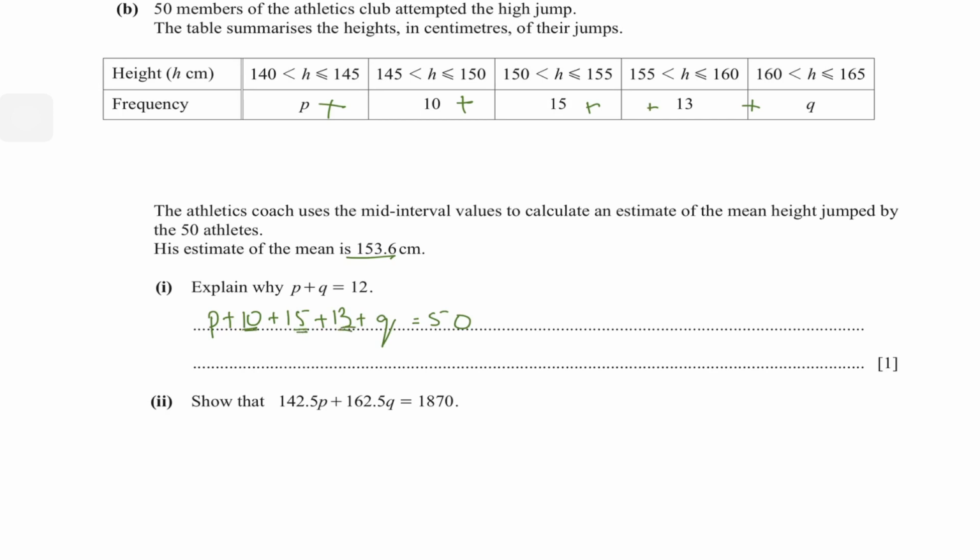So 10 plus 15 plus 30 is equals to 38. So P plus Q equals to 50 minus 38, which gives me that P plus Q equals to 12. So there you go. That's part 1 done.